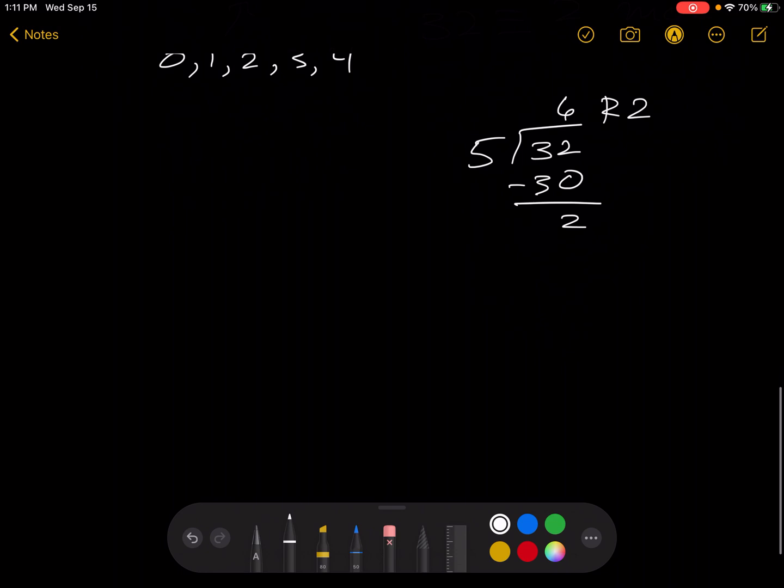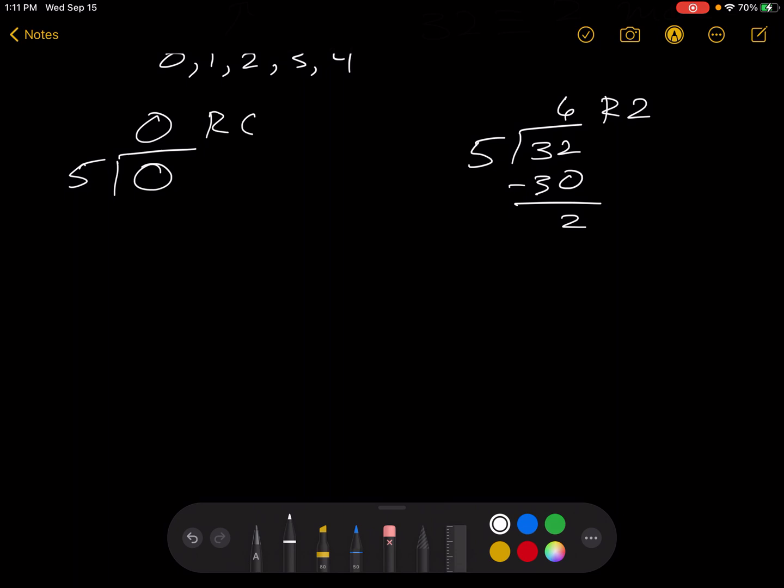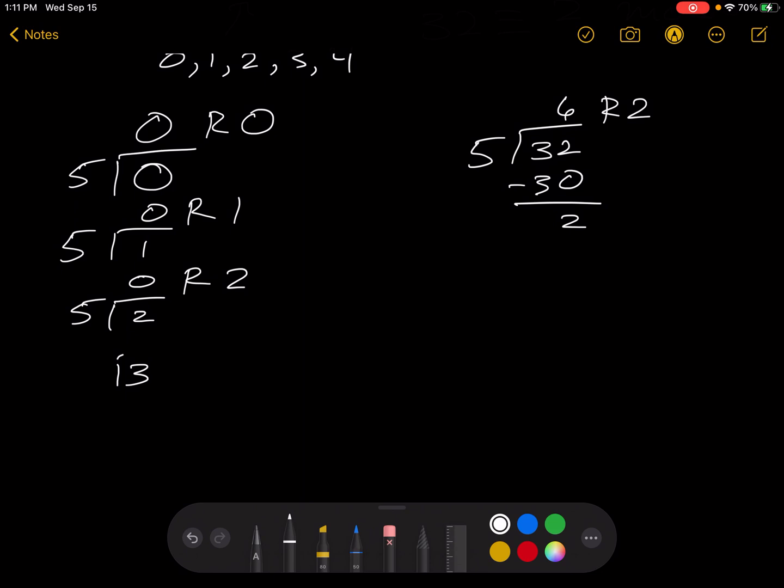Okay, so now notice that when you divide 0 by 5, it goes in 0 times and your remainder is 0. I'll let you do the math for that. Same thing for 1. It goes in 0 times and your remainder is 1. Same thing for 2, as we've already seen: 0, remainder 2. 3 goes in 0 times, remainder 3, and likewise 4.